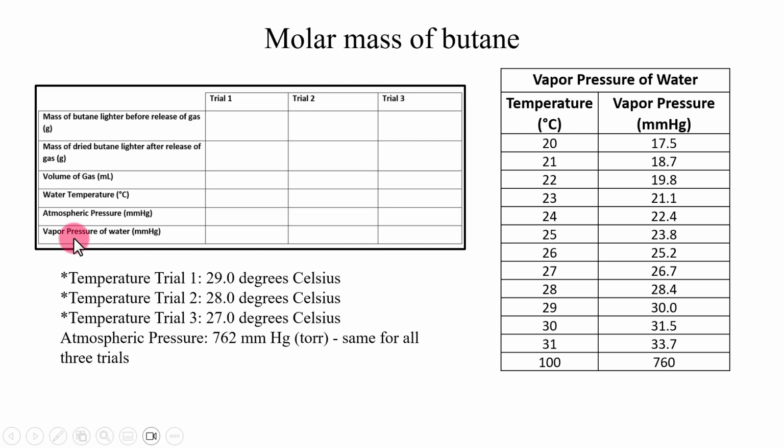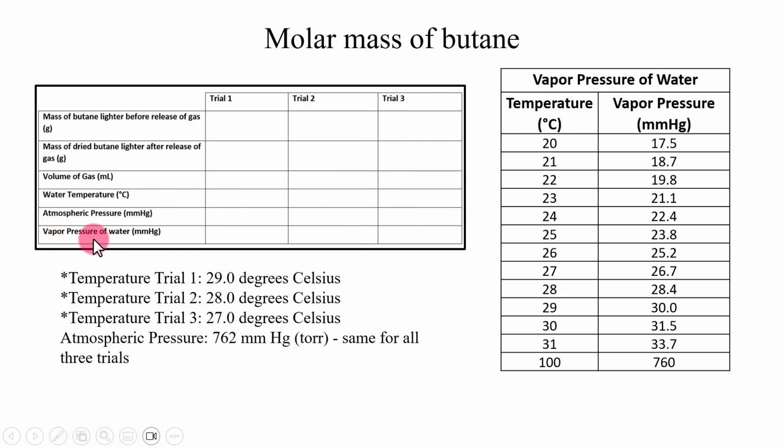Now let's take a look at the table for the 3 trials. I've copied this from the lab instructions. The atmospheric pressure is given to you as 762 millimeters of mercury, and that will go here. And it's the same for all 3 trials. Trial 1 has a water temperature of 29 degrees, trial 2, 28, trial 3, 27.